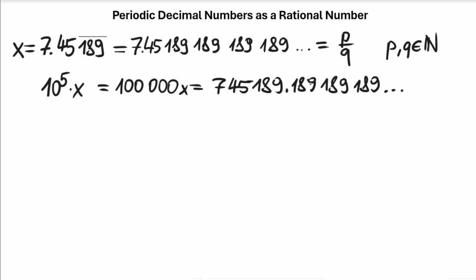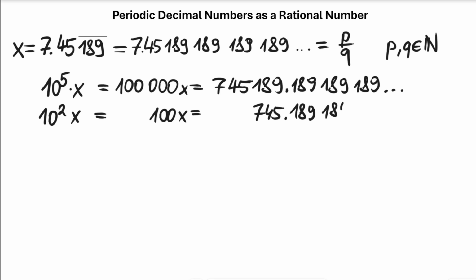And the second trick is you multiply by 10 to the power of 2, which is 100x. So you can write it as 745.189. You see, in the first case you move the decimal point after the repeated digits, and in the second case you move the decimal point before the repeated digits.